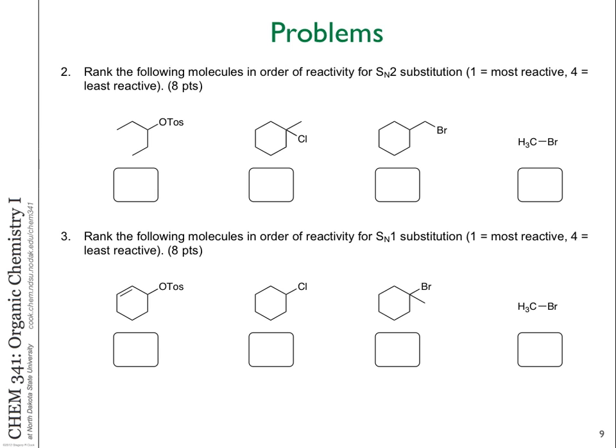So the less crowded it is, the faster or easier it is. Of course, the leaving group ability has something to do with that also, but the substitution is the most important. So methyl is going to be number one, most reactive. Primary, second most reactive. The secondary one here is the third most reactive, and the tertiary is going to be the least reactive.